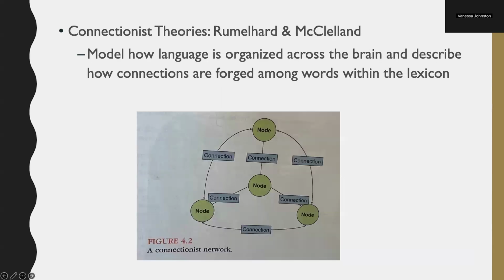The connectionist model of language development attempts to visualize the approximate inner workings of the brain. They use models to represent nonlinear, dynamic, and complex development in language and other areas. They model how language is organized across the brain and describe how connections are forged among words within the lexicon. So essentially, the nodes receive input through connections, and then those connections between the nodes strengthen as they continue to receive input. Some nodes and connections can weaken from reduced input or counter evidence. This is similar to how neural networks are formed.